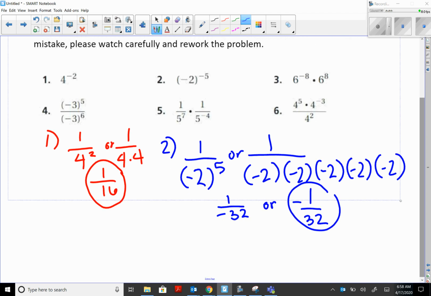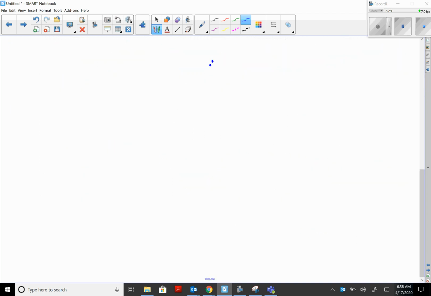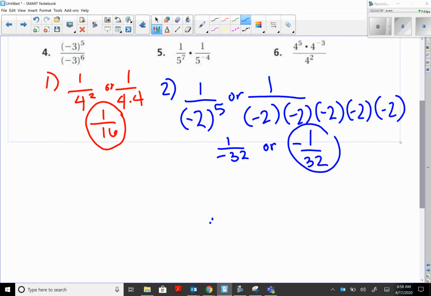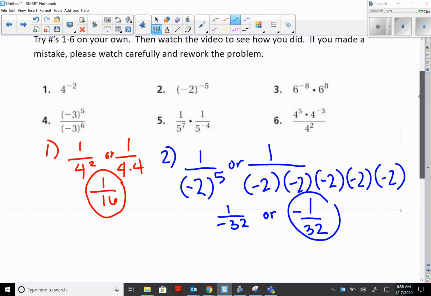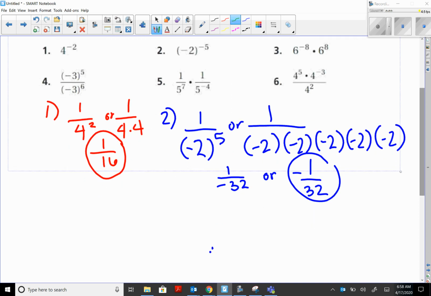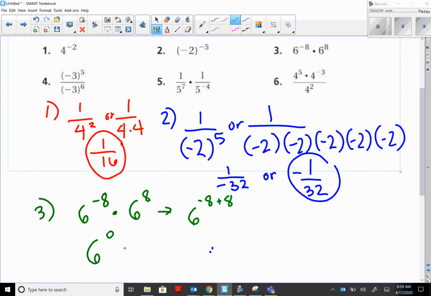All right, number 3. Let me extend the page here. Okay, number 3 is 6 to the negative 8th power times 6 to the positive 8th power. We're multiplying. Both numbers have a base of 6. Therefore, I can add the exponents. So I get 6 to the power of negative 8 plus 8, which is 0. And I know that any number raised to the power of 0 equals 1. So the answer to number 3 is 1.